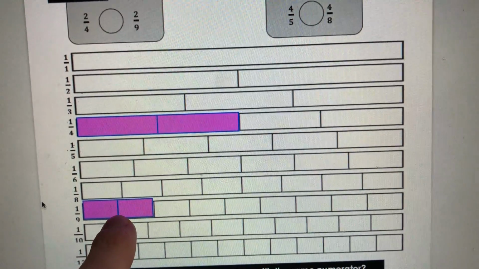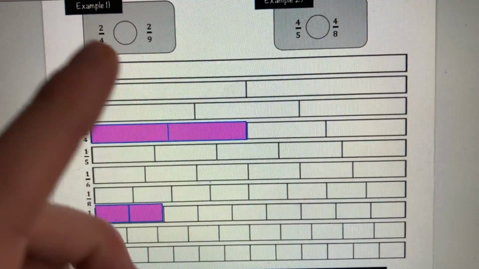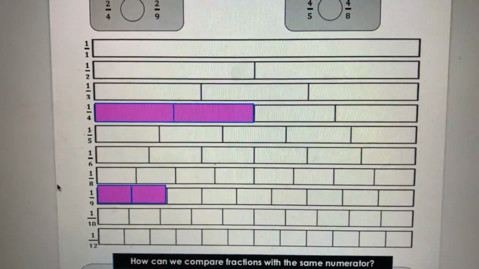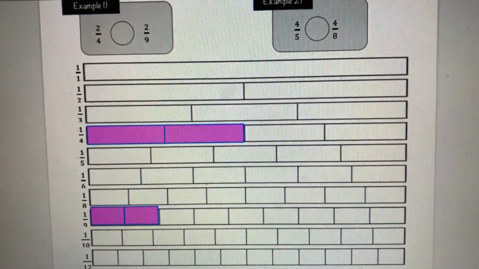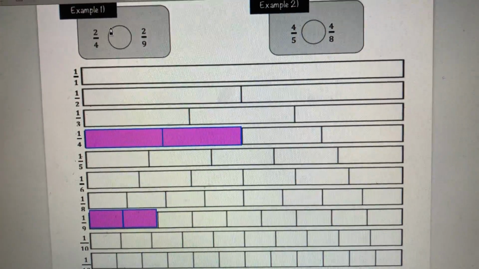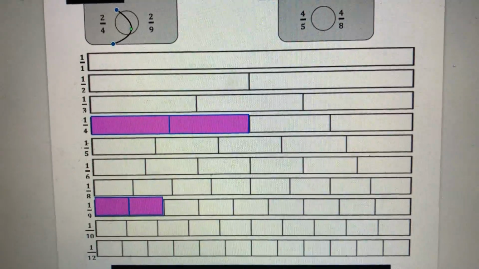2/9 clearly takes up less space than 2/4 because the denominator represents how many parts we have of our whole. So when you have a larger denominator, you have more and more parts. So we could say here that 2/4 is greater than 2/9.